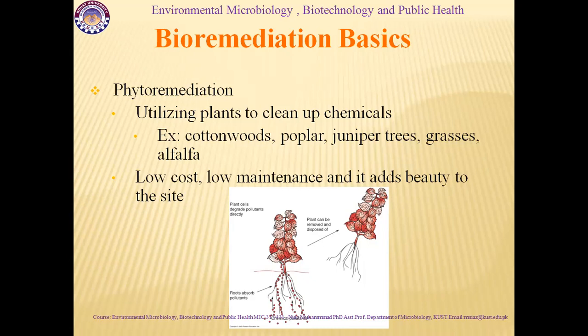We use this technique in heavy metal contamination, because whenever there is a heavy metal spill or accident, phytoremediation is the only source by which we can remove or clean up the soil. We grow plants there, and the plants absorb pollutants into their aerial parts and hold them in plant form, in wood form, for a longer time. For example, cottonwood, poplar, juniper trees, grasses, alfalfa.